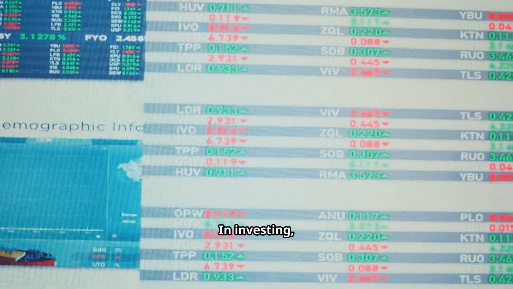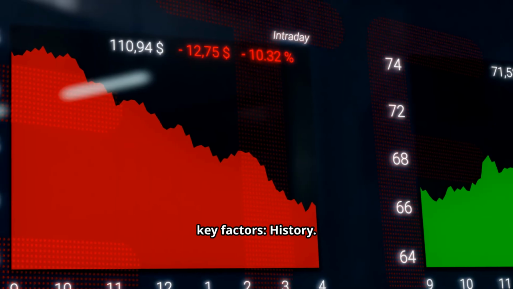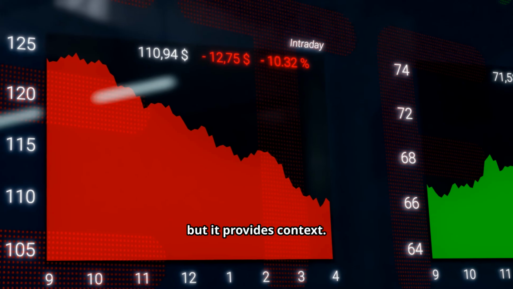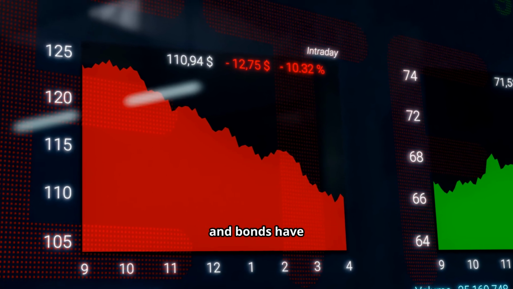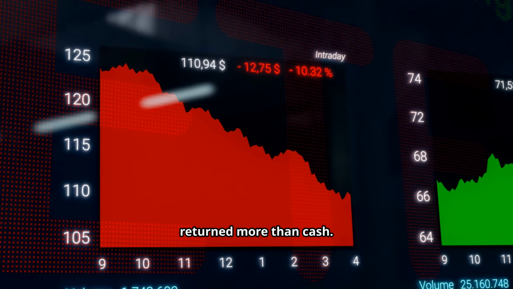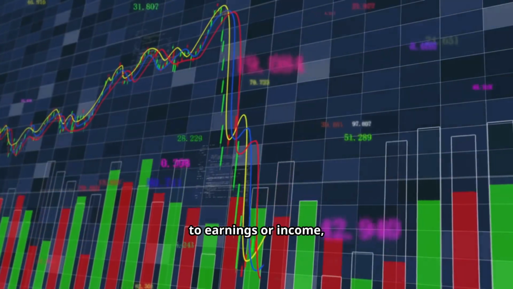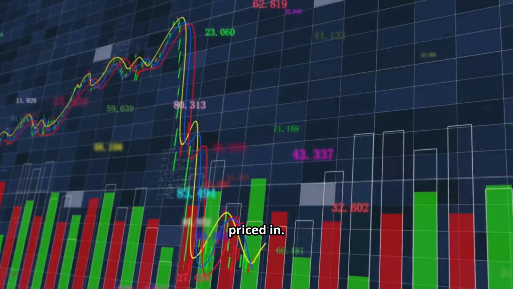today. In investing, expected returns are shaped by a few key factors. History. Past performance doesn't guarantee future results, but it provides context. Over many decades, stocks have historically returned more than bonds, and bonds have returned more than cash. Valuations. When prices are very high relative to earnings or income, future returns often turn out lower because so much optimism is already priced in.